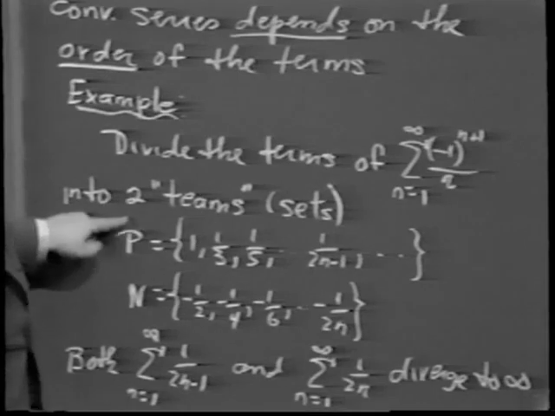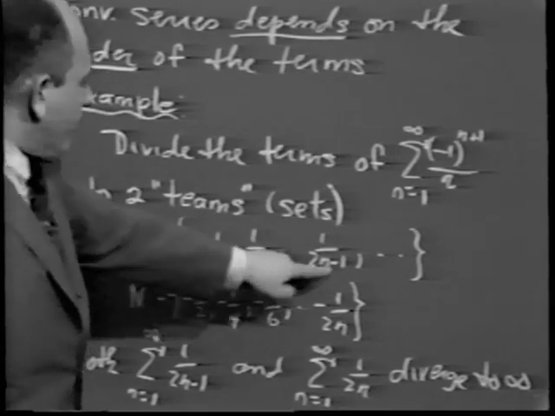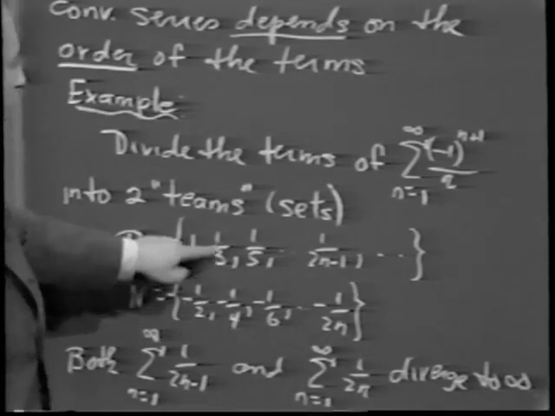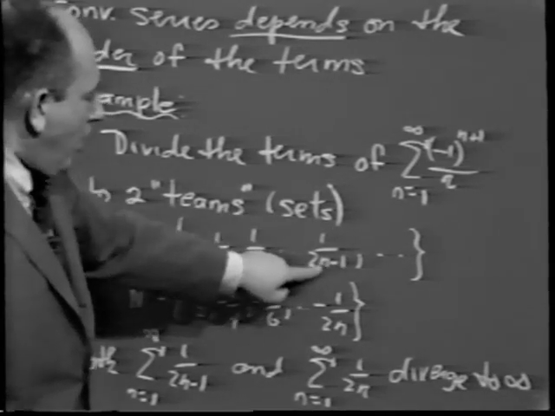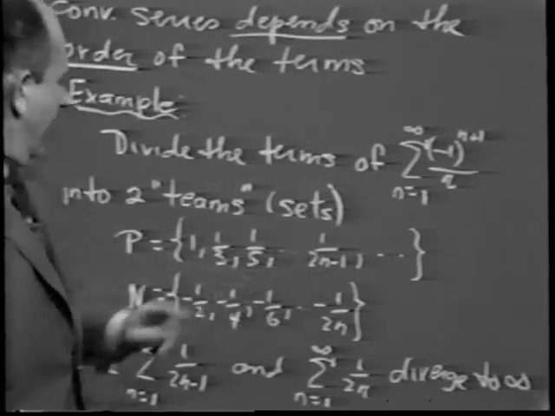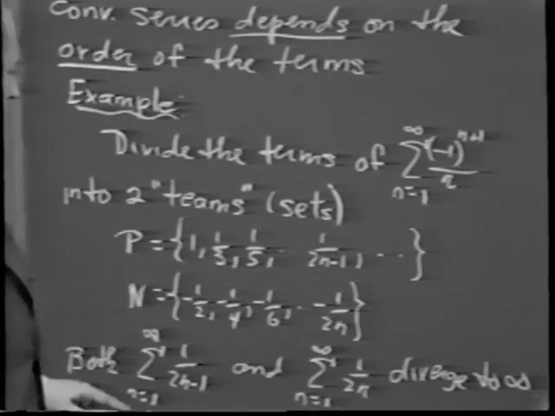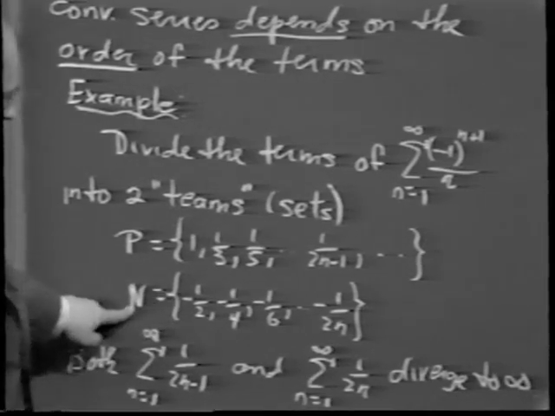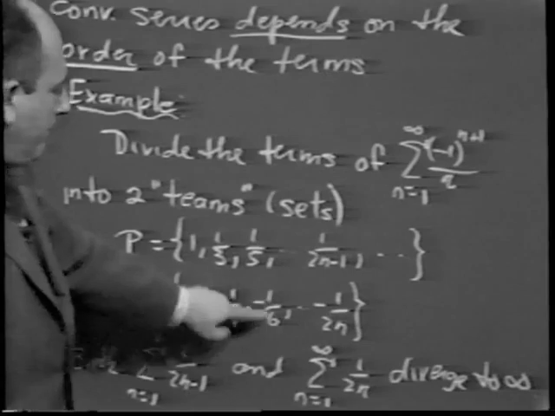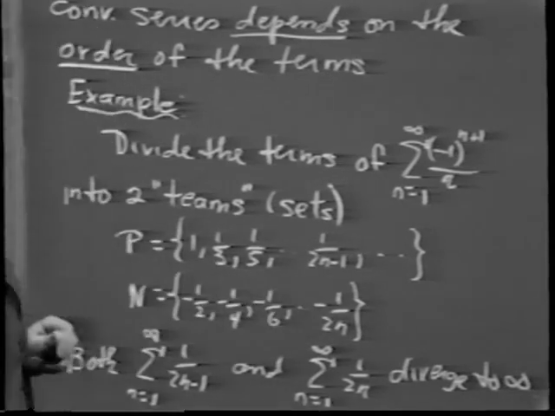Let the first set consist of the positive terms of the series, namely 1, a third, a fifth, and in general 1 over 2n minus 1, where n is any positive whole number. The negative members of our team, the set N, which I'll call the negative members, are minus a half, minus a quarter, minus a sixth, in general minus 1 over 2n.